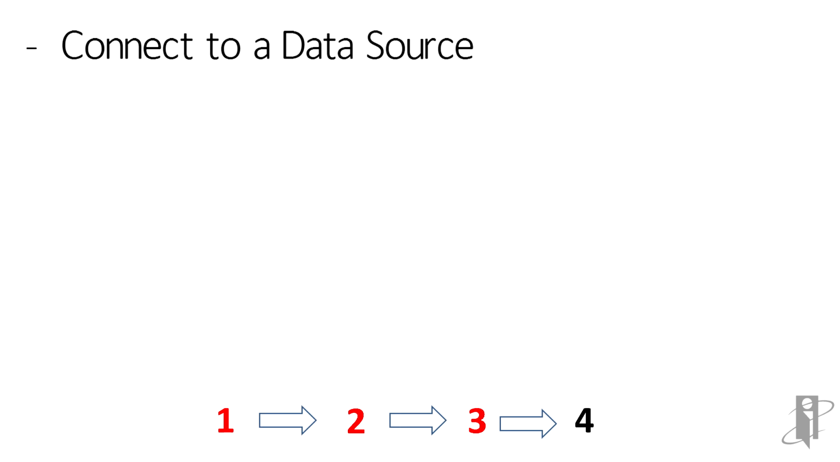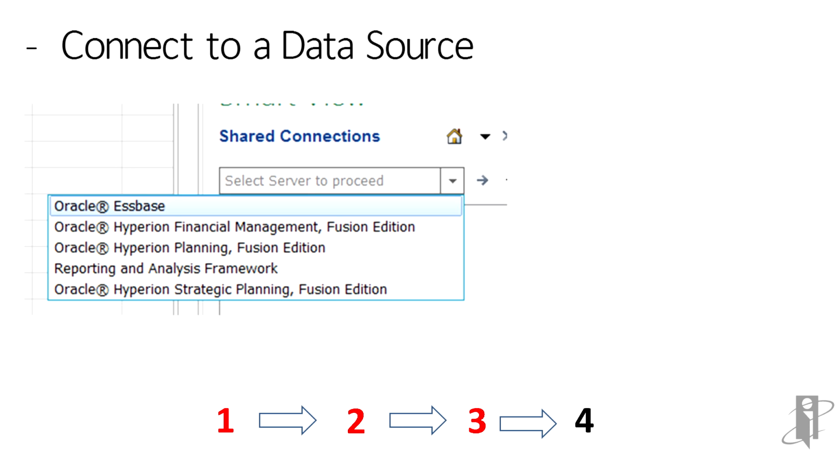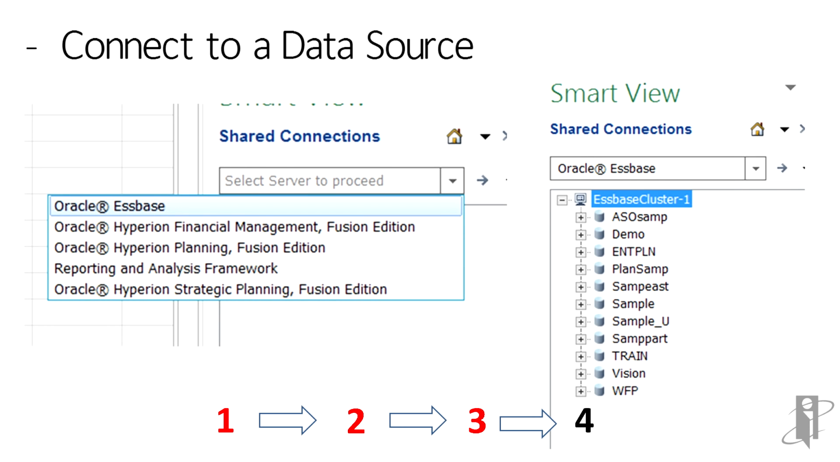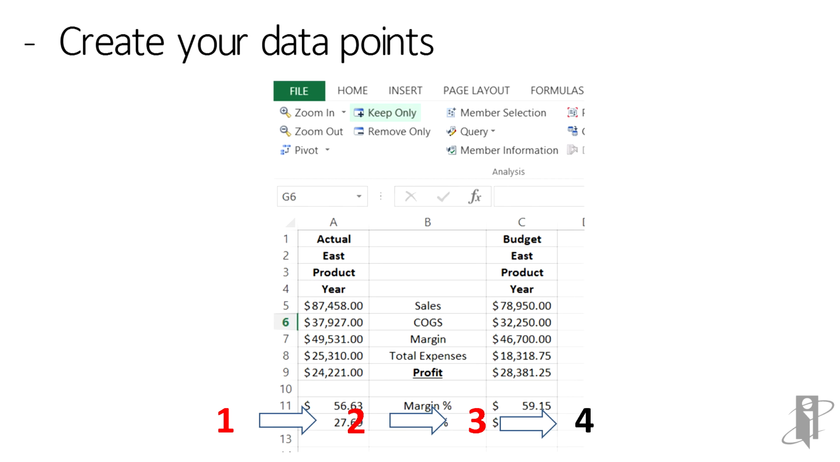Select the data source that contains the data that you need to present on the PowerPoint slide. This data can be pulled from native SBase databases, HFM, planning, financial reporting, OBIEE, or strategic planning. After selecting the data source, navigate to the application and database that contains the data that you need to represent. Create the data points that need to be displayed on the slide. In this example, I've chosen to create a butterfly report.